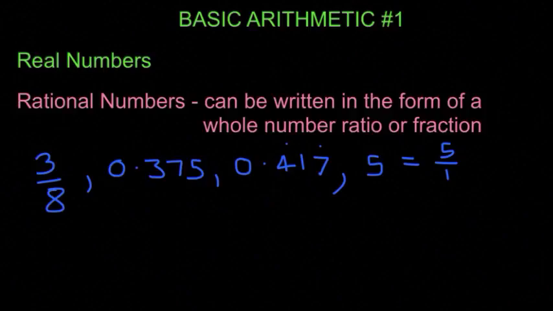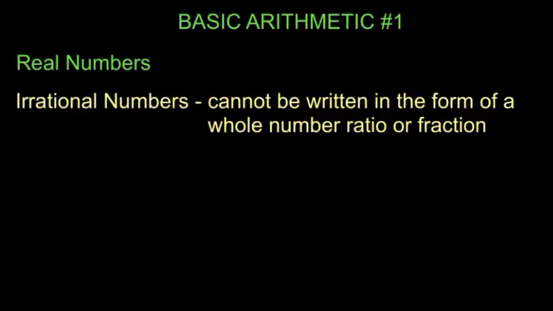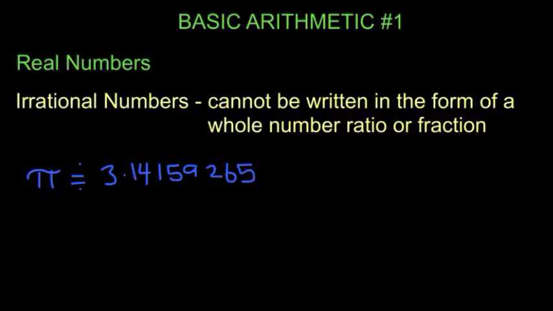Another subset of the real numbers are the irrational numbers. Irrational numbers are numbers that cannot be written in the form of a whole number ratio or fraction. Perhaps best known among these is the number pi, represented by the Greek letter pi. It's approximately, and a decimal approximation is 3.141592665. That's a decimal approximation.